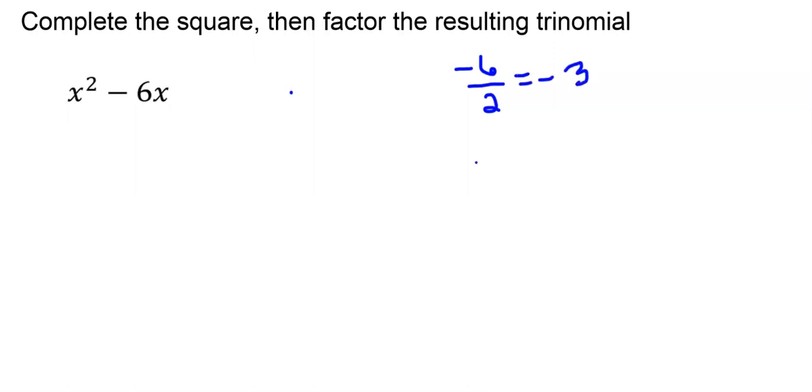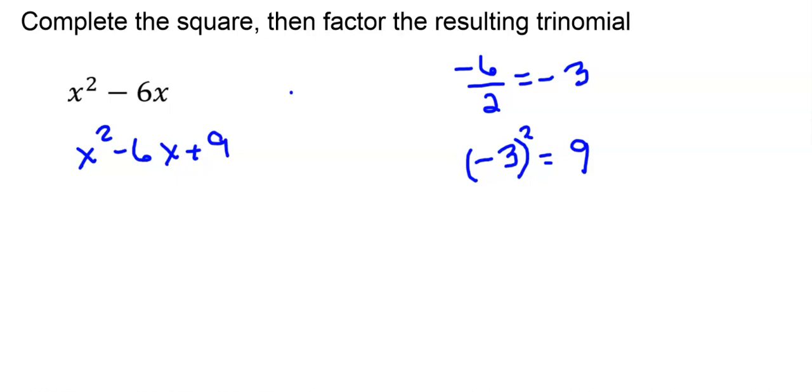And then take that negative 3, the number that you got when you divided by 2, and square it. So negative 3 squared is negative 3 times negative 3, which is 9. So 9 is the number that completes the square. So x squared minus 6x plus 9 is a perfect square trinomial. Now the second part of the problem asks us to factor the resulting trinomial.